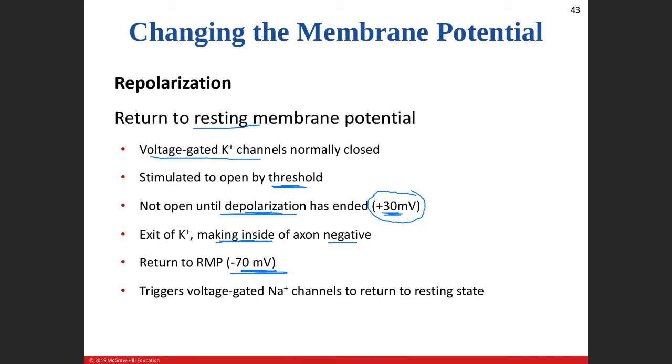The stimulus that we need to reach threshold is going to be when these voltage-gated sodium channels shut down and close. When they close, we're usually at this value here, that positive 30 millivolts. I'll get into much more detail about that. But what I want you to know is depolarization makes the inside of the cell more positive. Repolarization, you make the inside of the cell more negative. We're going to try to return back to our resting membrane potential of negative 70 millivolts.